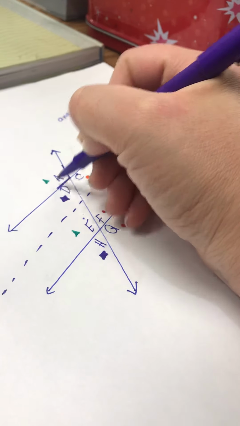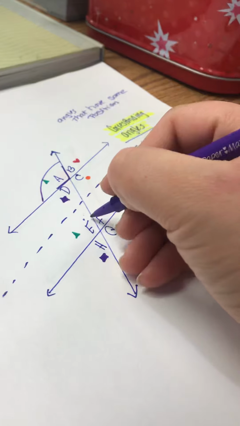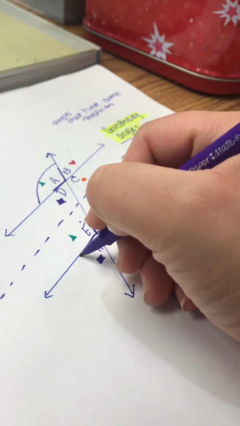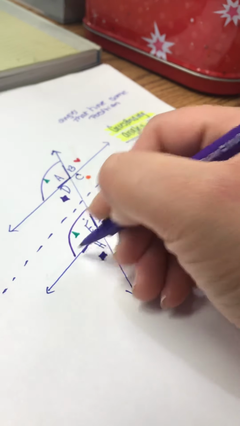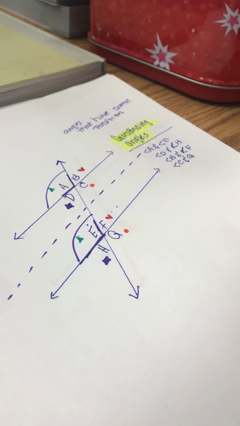You have angle A, it's open. See how it's open like that? It's a big angle. It's corresponding. That looks exactly the same as angle E. And look, I indicated them for you with little green triangles.